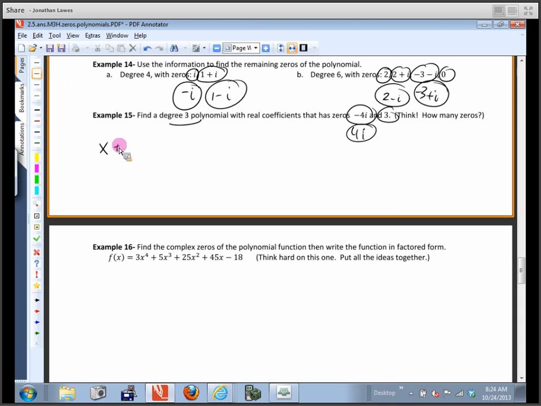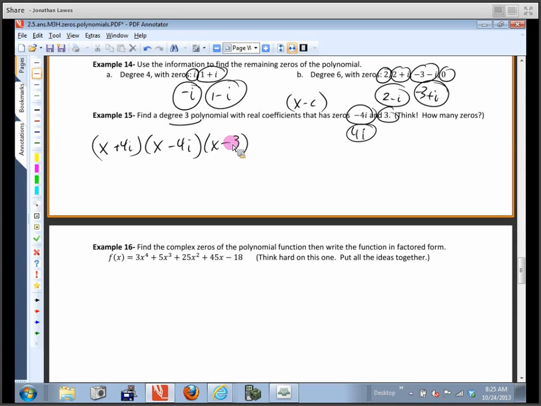Let's take this one. This would be x plus 4i, because remember, it's always x minus whatever the 0 is. Then it's going to be x minus 4i. Notice how those even look like conjugates there. And then we'd have x plus 3. Any questions? Okay. Yeah. Oh, yes, it would be minus 3. Thank you. Yep, because that was a positive 3. It's going to be x minus 3. Thank you for catching that. Okay, good there?